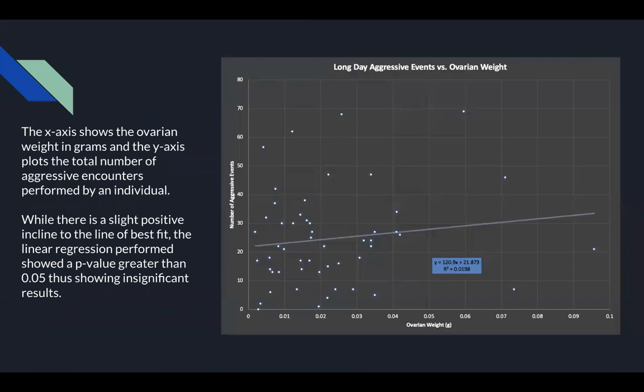So this is my first graph for long day aggressive events versus ovarian weight. On the x-axis, we have the ovarian weight in grams, and on the y-axis, there's a total number of aggressive events. And this line of best fit looks positive, but there's a very low R-squared value, and there's a p-value that was greater than 0.05, which means that there was no linear correlation between these two variables.